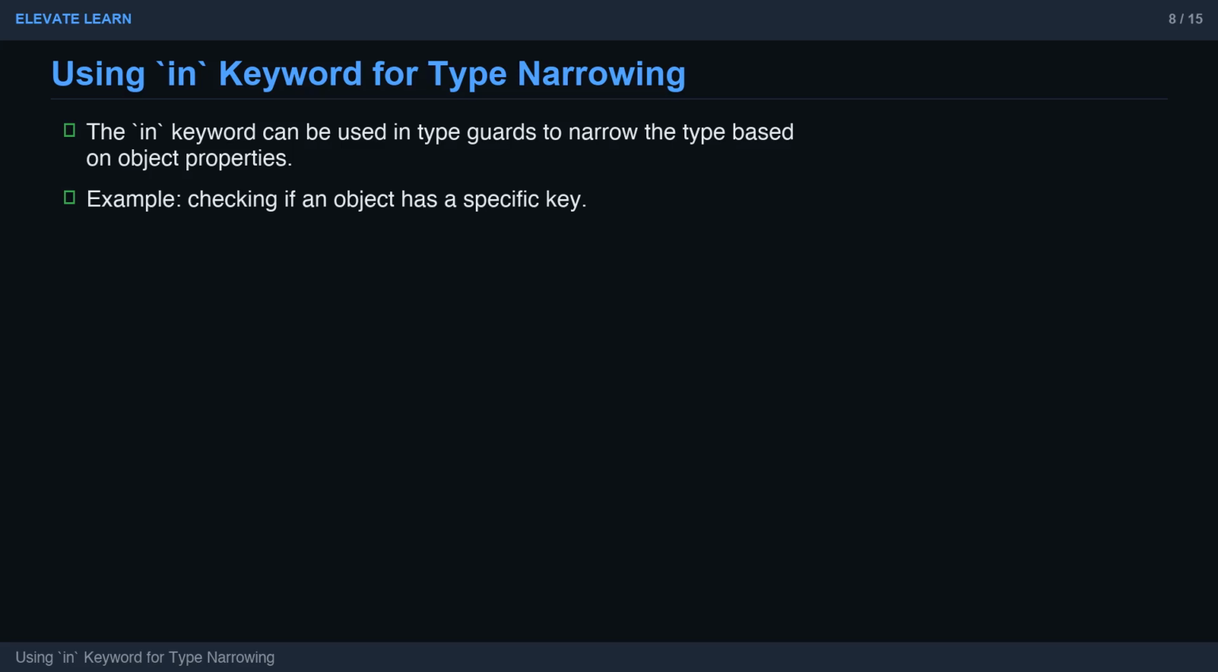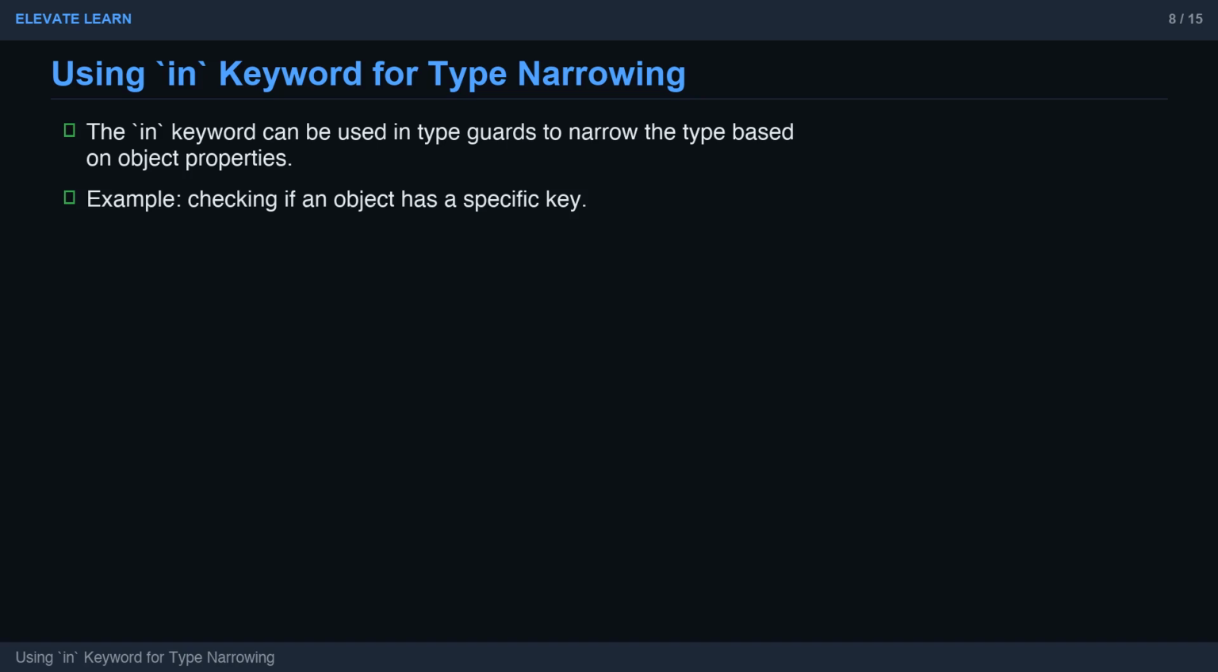Hello everyone. In this tutorial, we're diving into the in keyword, which is super handy for type narrowing in TypeScript. Essentially, it helps us check if an object has a certain property, and based on that, TypeScript can narrow down the possible types of our variable.